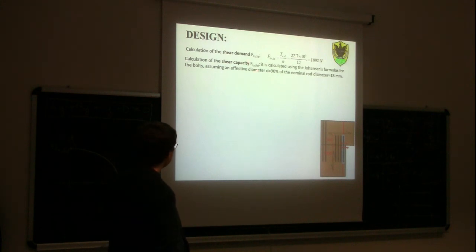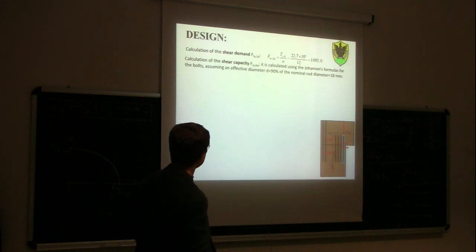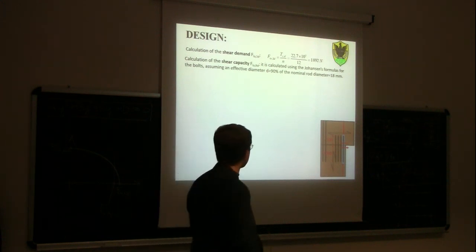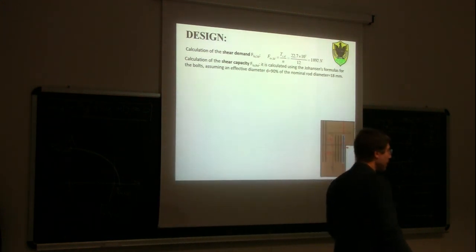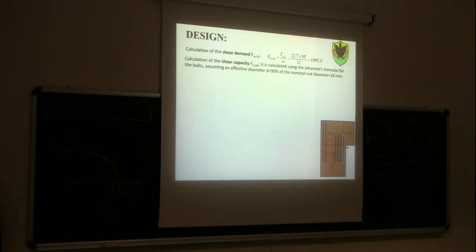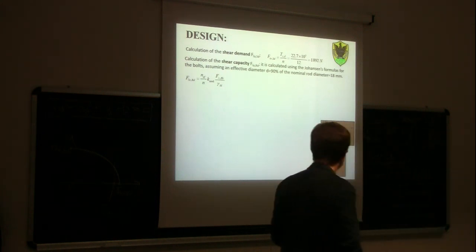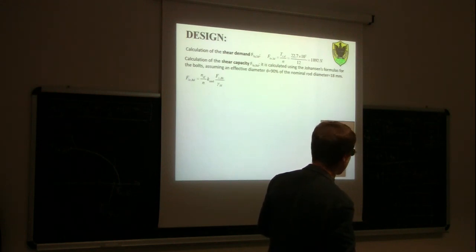And then we need to calculate the shear capacity of one single rod. Shear capacity is calculated using the Johansen formula for the bolts, assuming effective diameter equal to 90% of the nominal rod diameter. So 90% of 20 becomes 18 millimeters. The lateral capacity has to be calculated taking into account that those rods are aligned. In this case they are aligned perpendicular to the grain. In this case here they are aligned parallel to the grain.